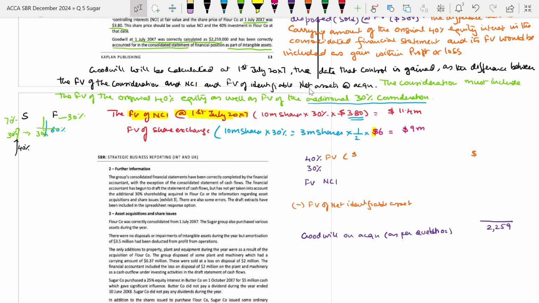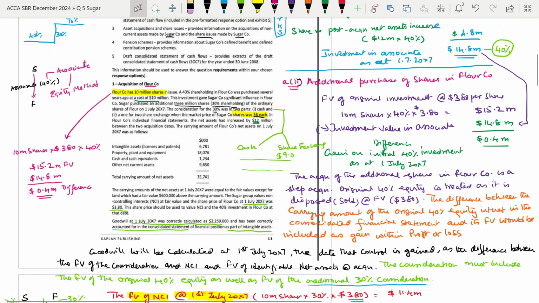10 million shares into 40% into 3.8. It is 15.2 million. Is it right? Here in A2 we have calculated.